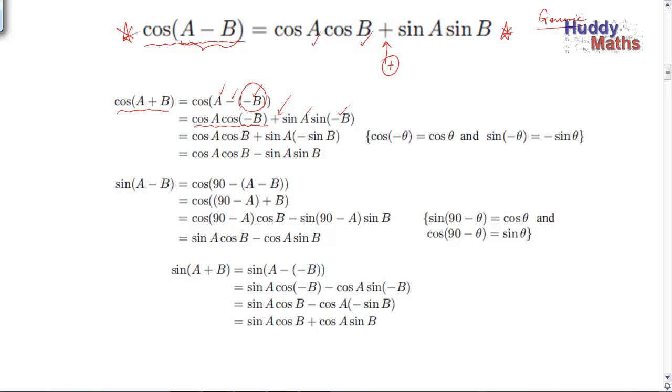Cos of A take B is cos of the first, cos of the second, plus sine of the first, sine of the second. So if we're taking away neg B, then cos A cos neg B plus sine A sine neg B. Do you get it? And the cos of neg B is the same as the cos of B. And the sine of neg B is minus the sine of B.